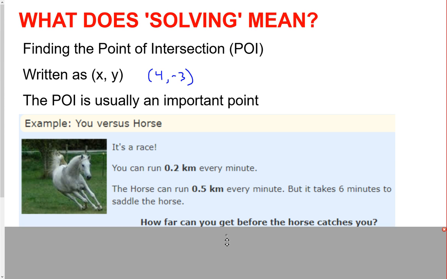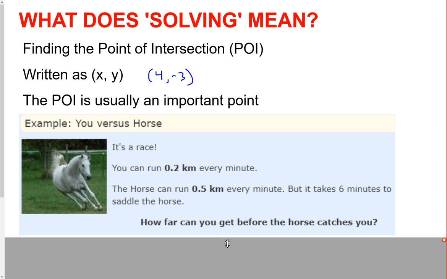So in a race like that, we could actually represent that using linear equations. So it's a race. You can run 0.2 kilometers, that's 200 meters every minute.